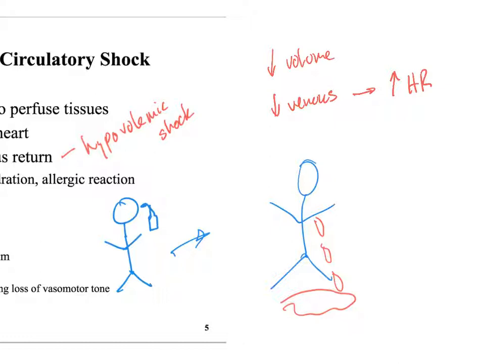What happens to blood pressure, though? Right, blood pressure goes way down, right? Because blood pressure is equal to cardiac output times peripheral resistance. And because he's bleeding, what's happening to peripheral resistance? It's not as high. There's no stoppage of flow here. It's flowing freely out of his body.